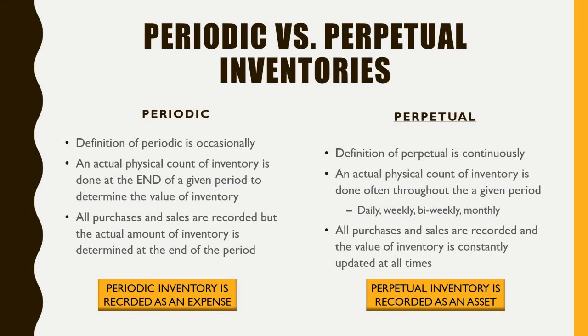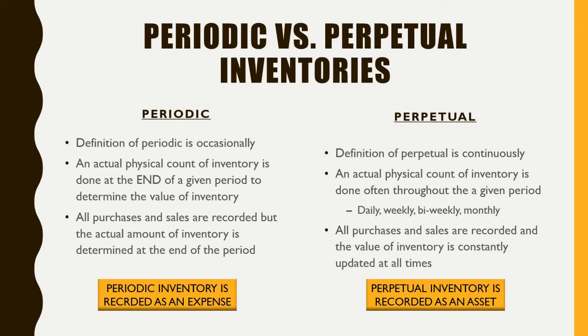Chapter 5 and chapter 6 were dealing with periodic inventory. For now, I want you to get everything that we learned in chapter 5 and chapter 6 and put it aside, because right now we're going to be pulling similar ideas from those chapters, but chapter 7 and chapter 8 are going to be dealing with perpetual inventory.